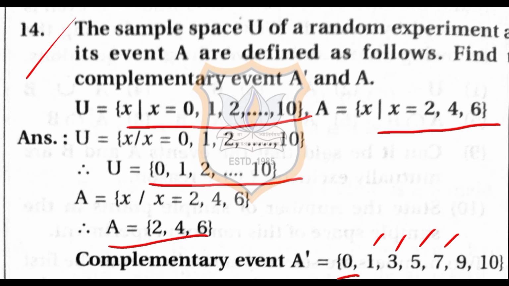So what you can say? The complementary event A dash will be 0, 1, 3, 5, 7, 8, 9, 10. This will be the complementary event A dash. Here 8 you can take. Okay.